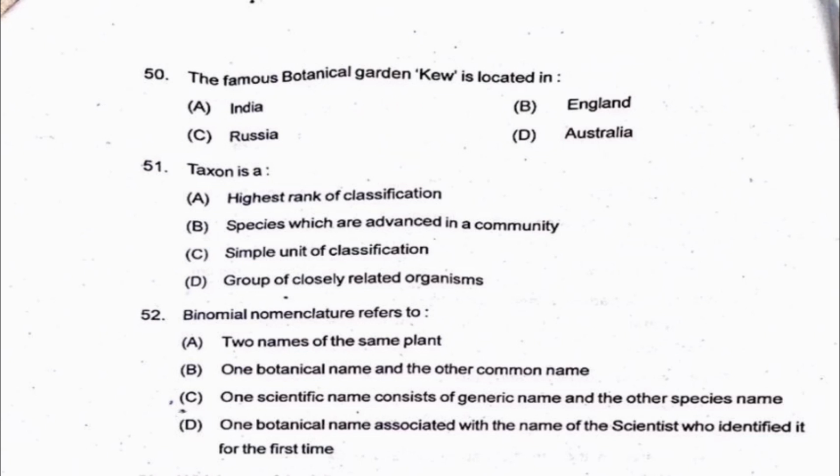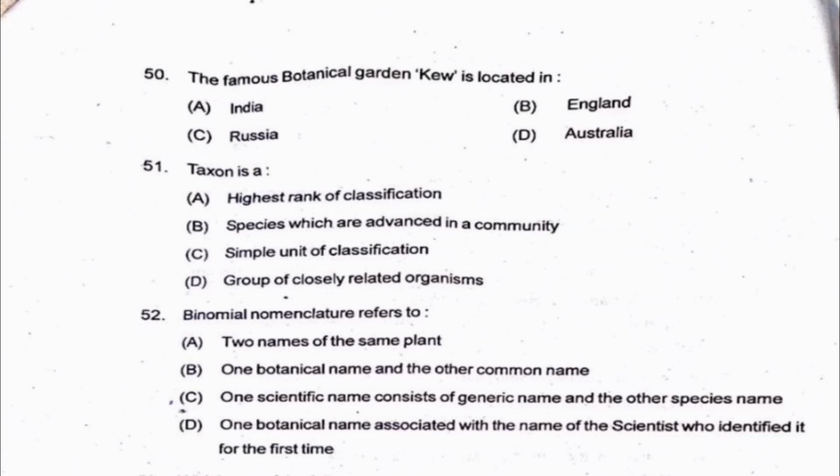Next, question number 51. Taxon is: option A, highest rank of classification; option B, species which are advanced in a community; option C, simple unit of classification; option D, group of closely related organisms. So taxon is a grouping of organisms of any level in hierarchical classification, based on some common characteristics. It represents real biological objects placed in any category, while category itself is an abstract term. So the correct answer is option D, group of closely related organisms.